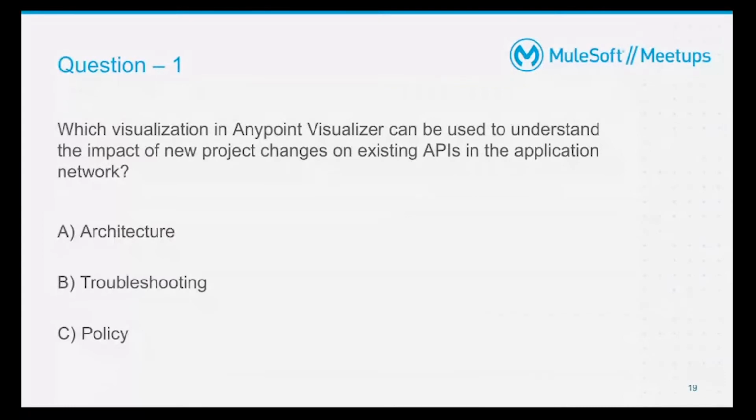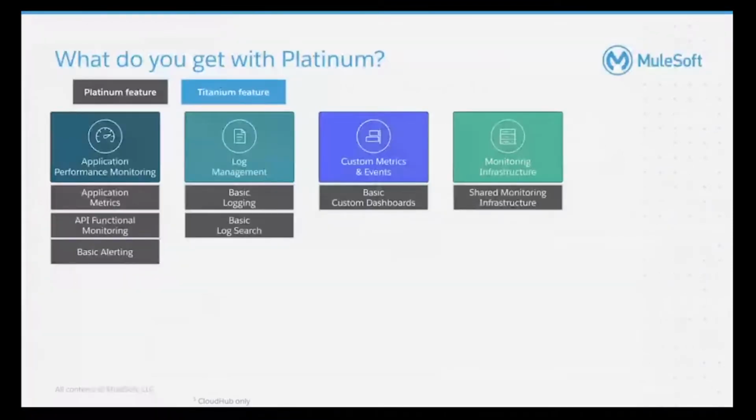MuleSoft offers two different types of licensing: one is Platinum, and the other is the Titanium license. With the Platinum license, these are the different kinds of monitoring you can do: application performance monitoring, log management, custom metrics and events, and monitoring infrastructure.